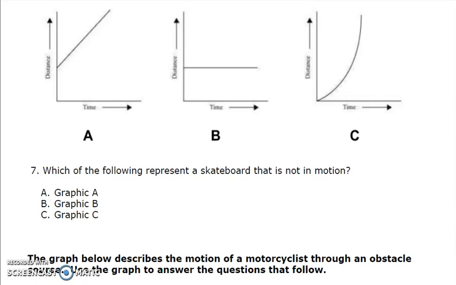Which of the following represented a skateboard that is not in motion? A. Graphic A. B. Graphic B. C. Graphic C.